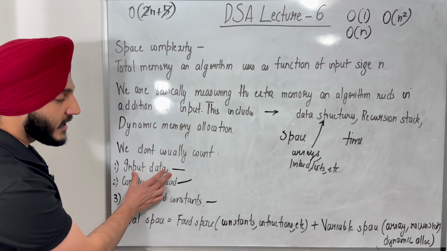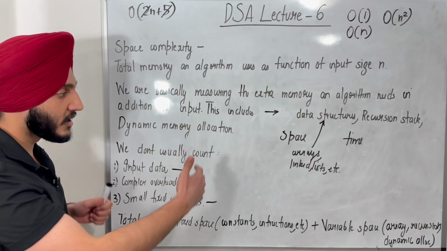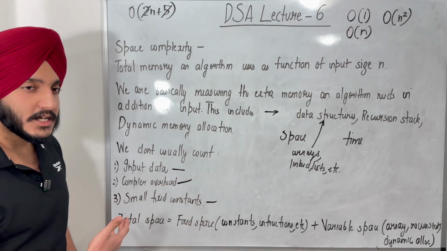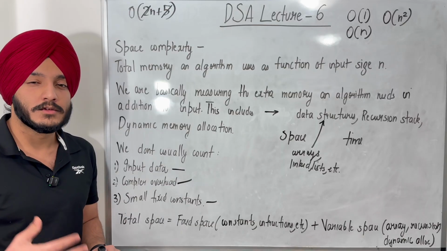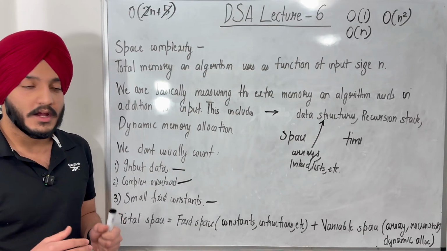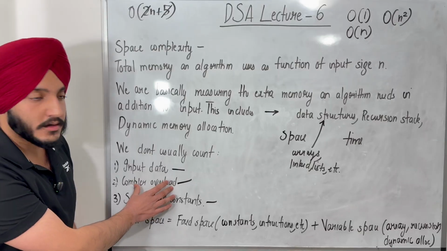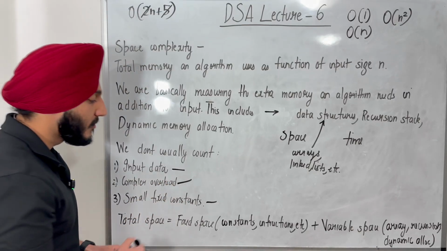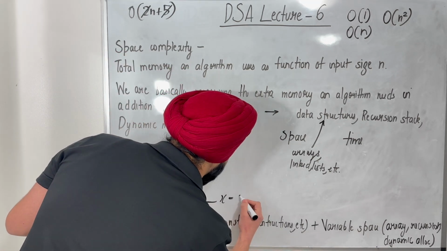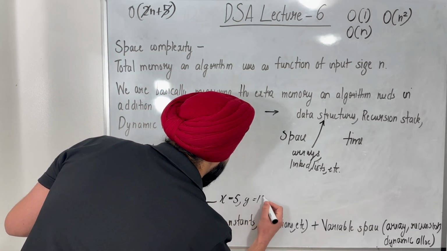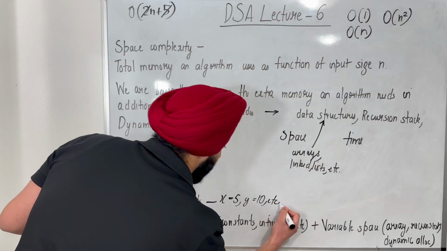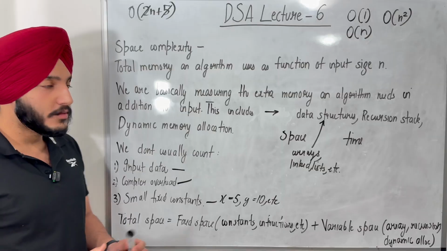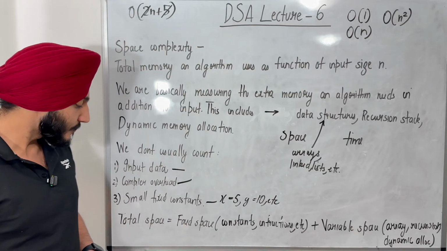Input data is the one that we input. We don't count it in our space complexity. Second is the compiler overhead. What this means is that your compiler also creates some space, and we don't count that as well. And the third one is small fixed constants. Just like I said, maybe you created some x equal 5 or y equal 10, so maybe you just created some small variables. I hope things are making sense up to this point.